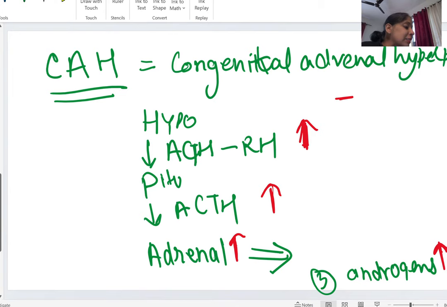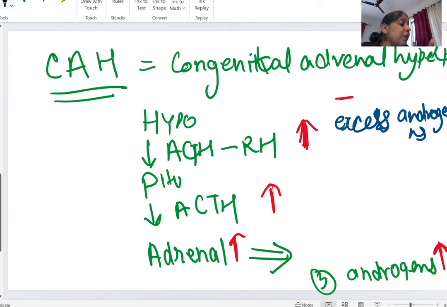Now what will these excess androgens do? These will be synthesized in the intrauterine life. Okay. So these excess androgens will now make male external genitalia.